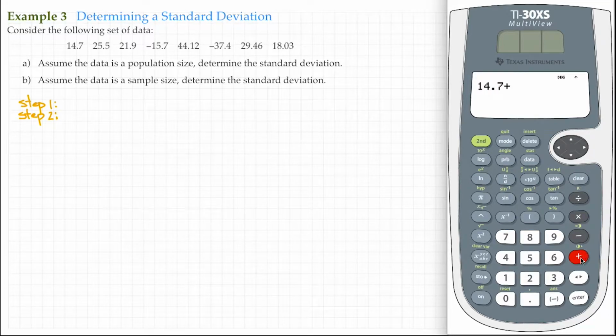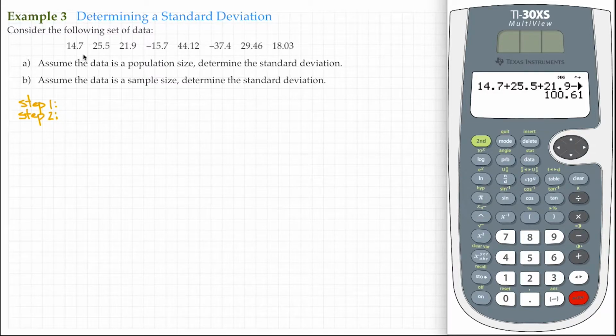14.7 plus 25.5 plus 21.9 minus, we have a negative there, minus 15.7 plus 44.12. We have another negative, minus 37.4 plus 29.46 and plus 18.03. We go ahead and hit enter.